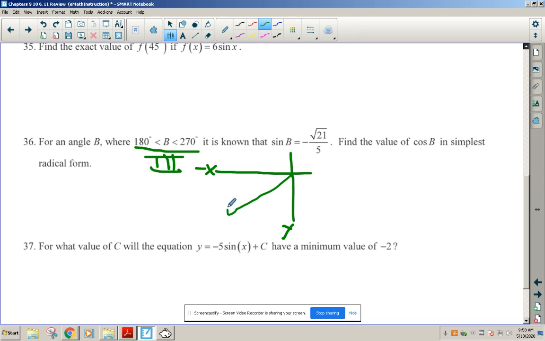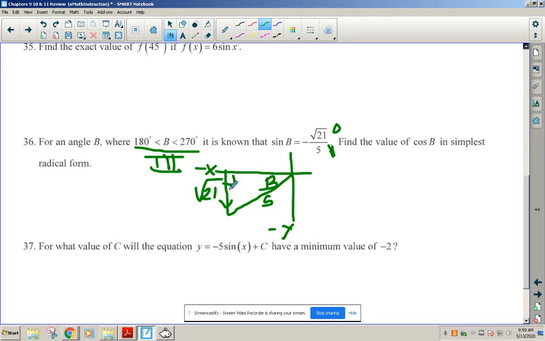And my sine, they're calling it angle B. I like theta, but they're calling it B. Negative rad 21. Now, the rad 21 is not negative. It is the direction that is negative because it went down in towards the negative y. The sine is opposite over the hypotenuse, and the hypotenuse is 5.